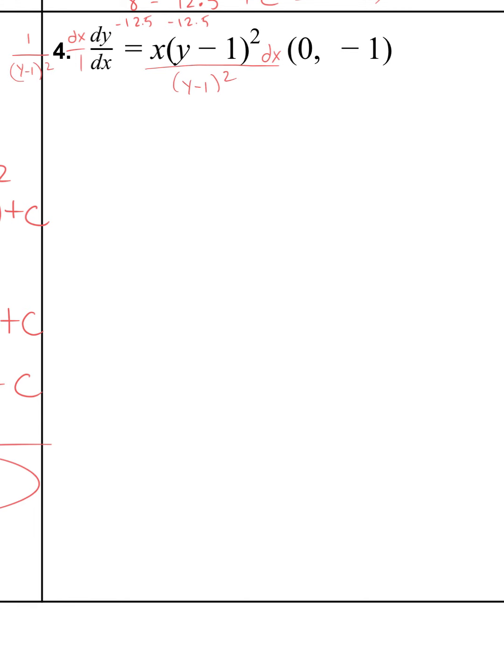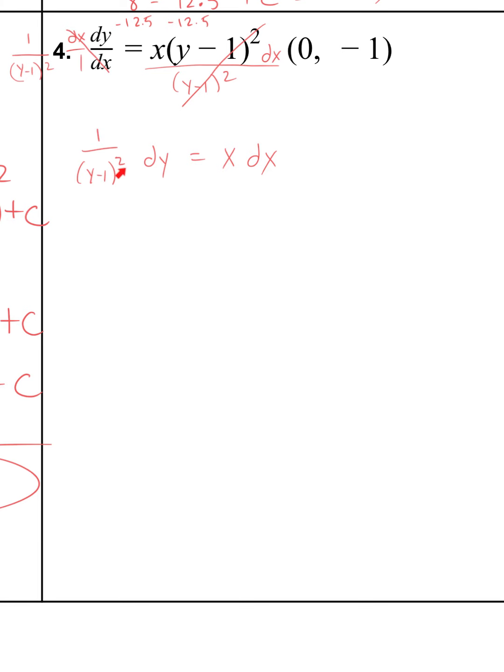All right, so let's clean that up. These cancel out. So I'm left with, on the left, 1 over y minus 1 squared dy. And on the right, these guys cancel out, and I just have x dx. Now, on the left, I have a fraction.